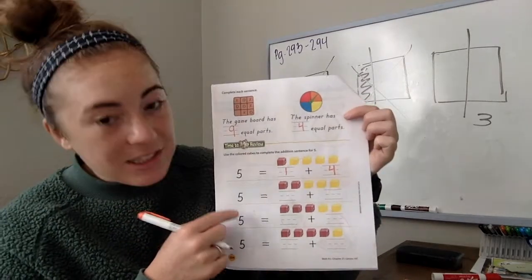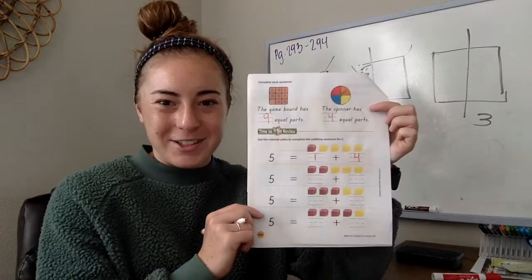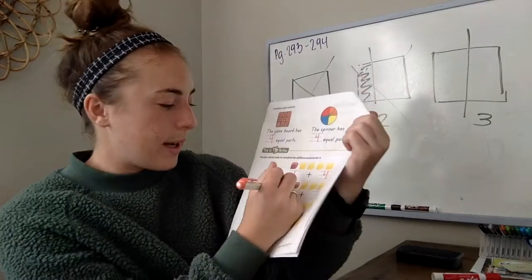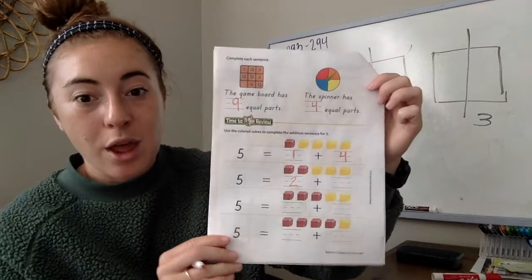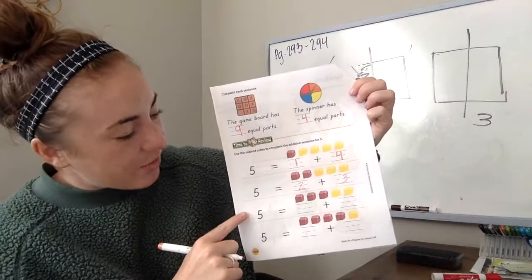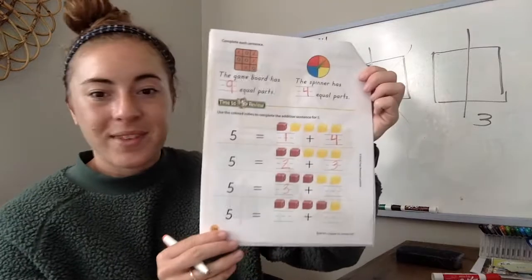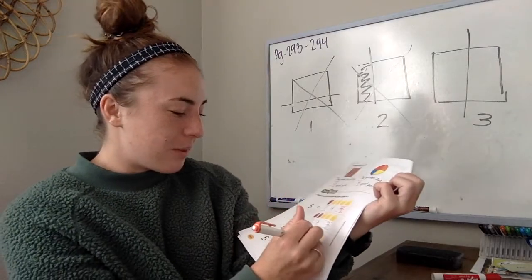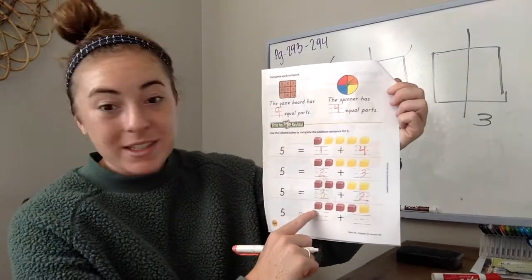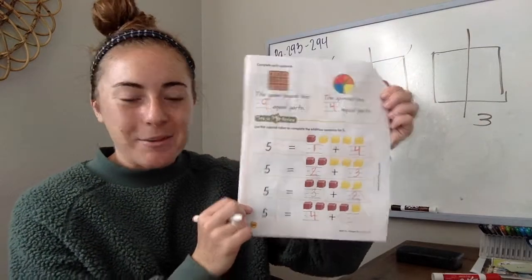Why don't you do the next 3 on your own, pause the video, and when you're ready, push play and I'll tell you my answers. The next one is 5 equals 2 red blocks plus 3 yellow blocks. This one is 5 equals 3 red blocks plus 2 yellow blocks. And the last one is 5 equals 4 red blocks plus 1 yellow block.